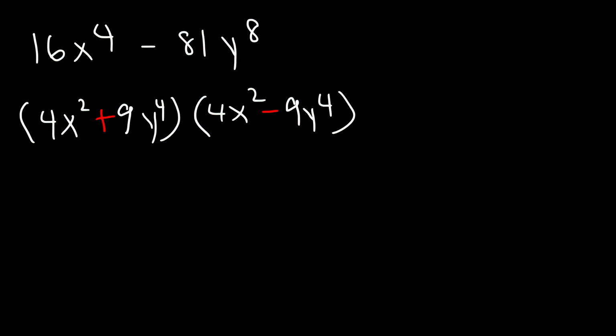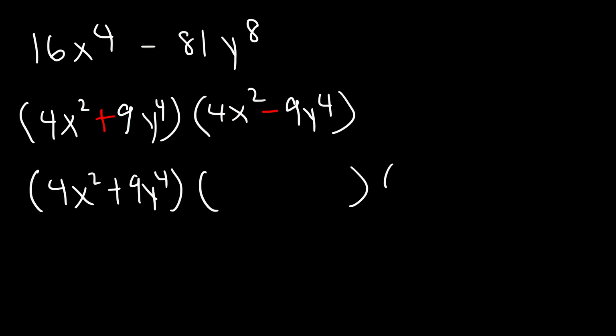Now, notice that we could factor this expression. It's a difference of perfect squares. We can't factor the other one because it's a sum of perfect squares. Only a difference of squares can we factor. The square root of 4x squared is 2x. And the square root of 9y to the 4th is 3y squared. And so this is the answer.